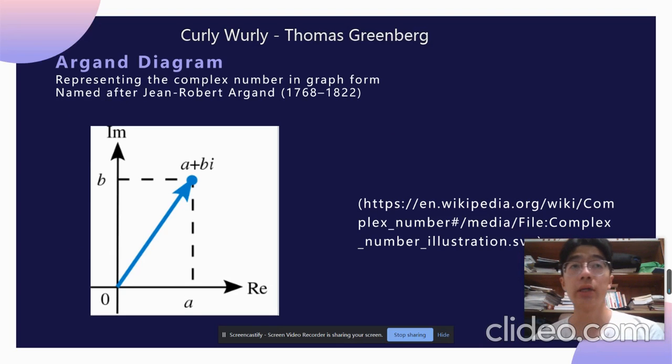The Argand diagram is a diagram that represents complex numbers in graph form. It is named after Jean-Robert Argand. Look at this picture. The y-axis is the imaginary axis, and the x-axis is the real axis. Our point is a plus bi, where a is the real part and b is the imaginary part.